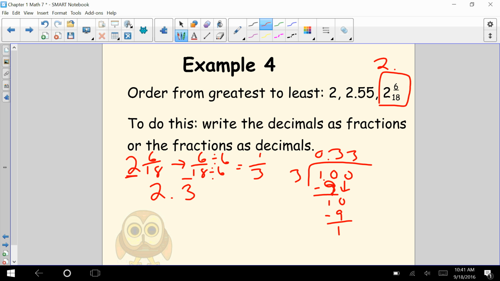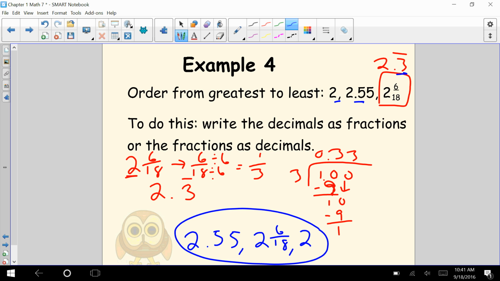So now I've got 2, 2.55, and 2.3 repeating to put in order. The greatest of these is 2.55 because we look at the first number behind the decimal first. Well, I've got a 0, a 5, and a 3. The 5 is the biggest. 2.55. 2.3 repeating would be next. We want to write it in its original form, so 2 and 6/18. And finally, 2 is the smallest of these.